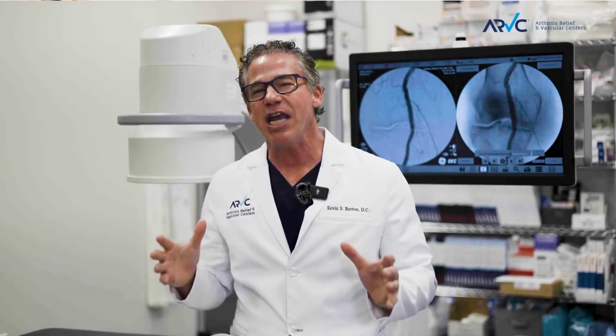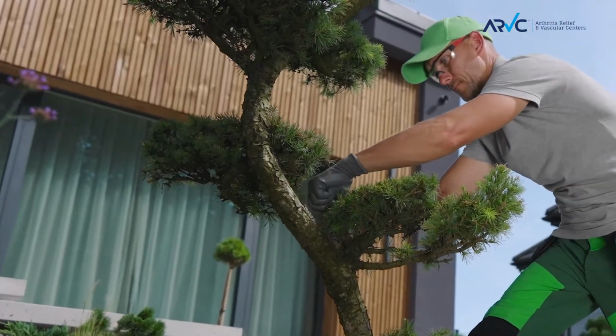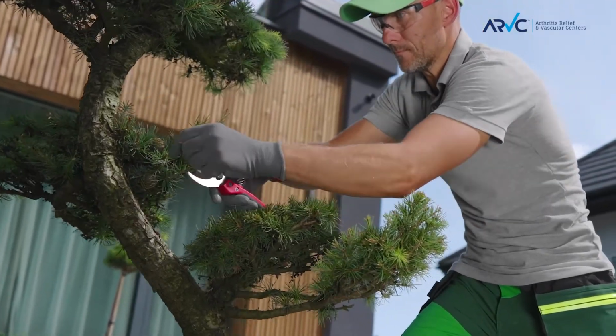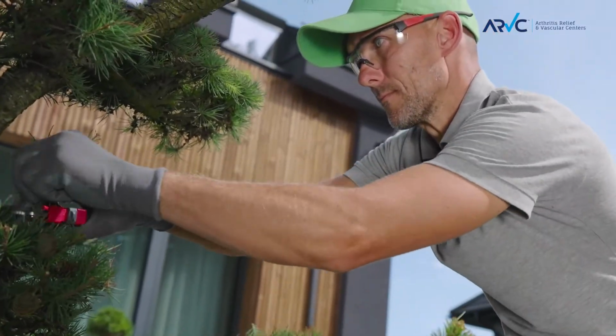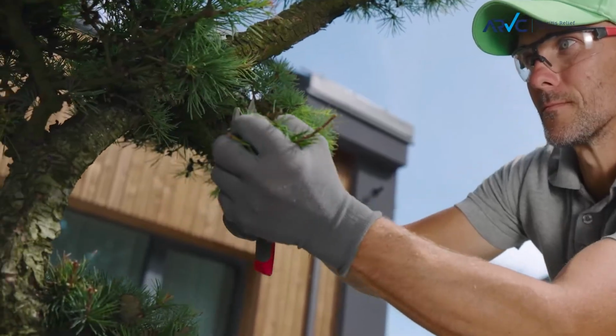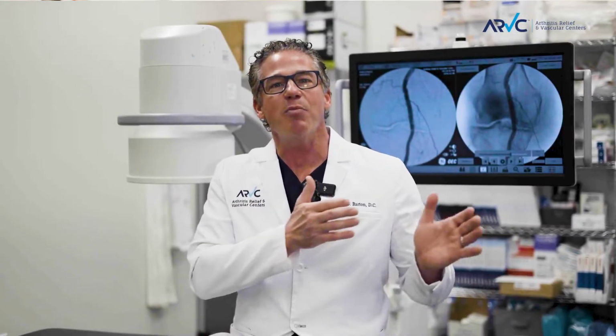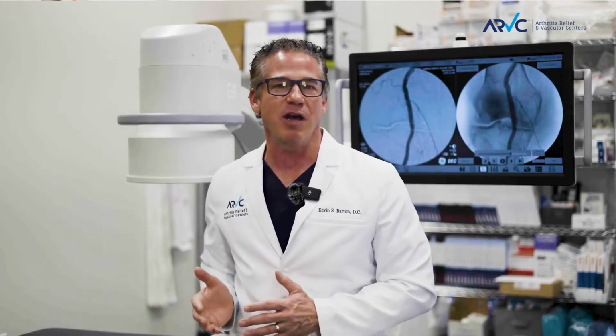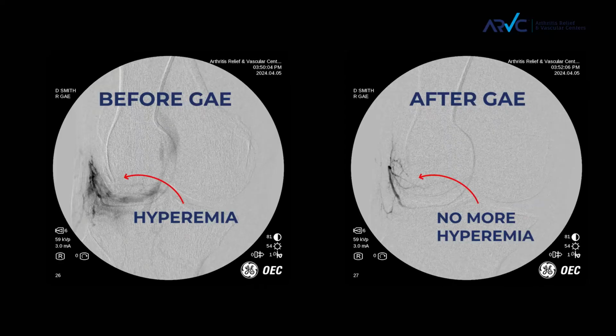So think of GAE like pruning a tree. Just like removing the overgrown or the unhealthy branches, this helps the tree actually flourish. This is healthy for the tree. So it's the same thing in your knee joint. We are blocking only the problematic blood vessels, allowing the healthier blood vessels to thrive and support the surrounding tissue.